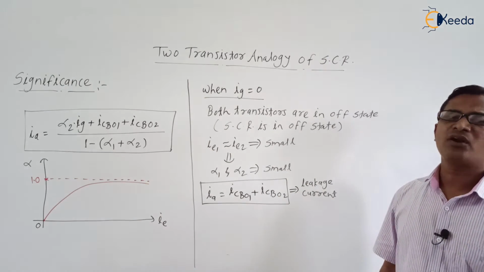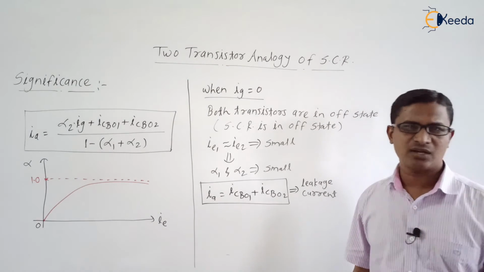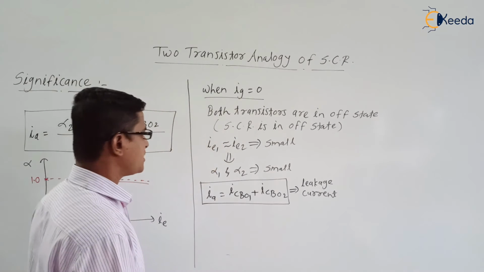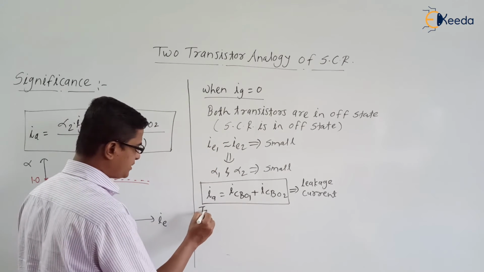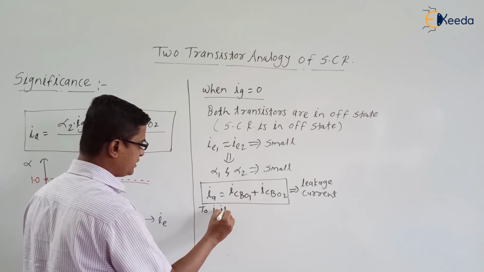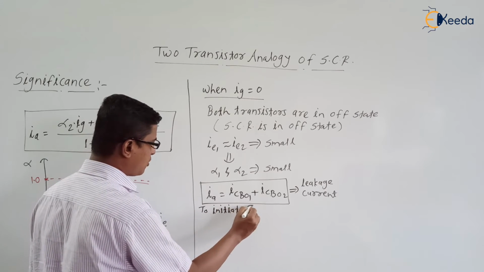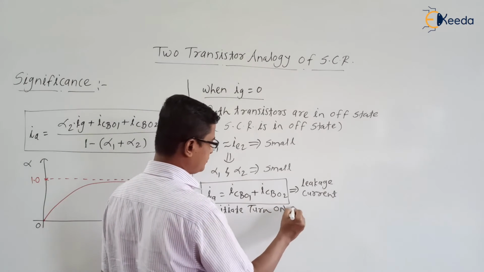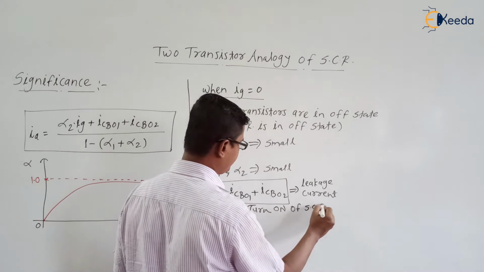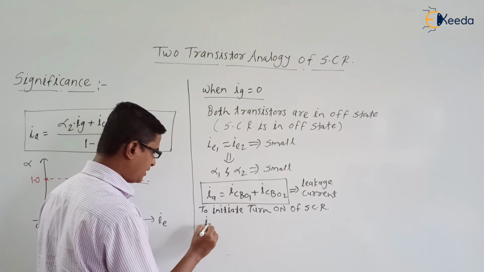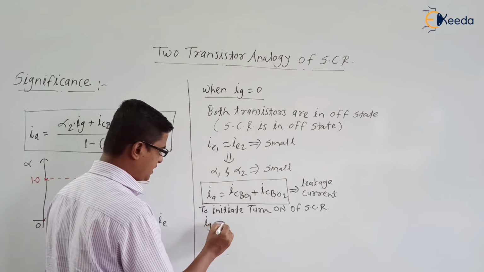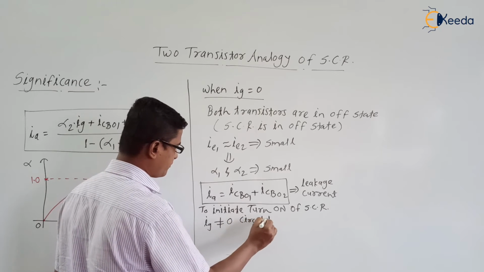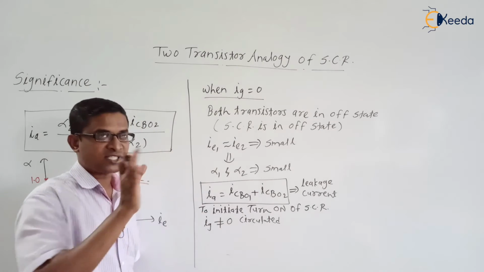Okay, so in order to initiate the turn on process in the SCR, we have started circulating the gate current. To initiate turn on of the SCR, we have started circulating Ig, which is not equal to 0. Non-zero Ig we have started circulating.